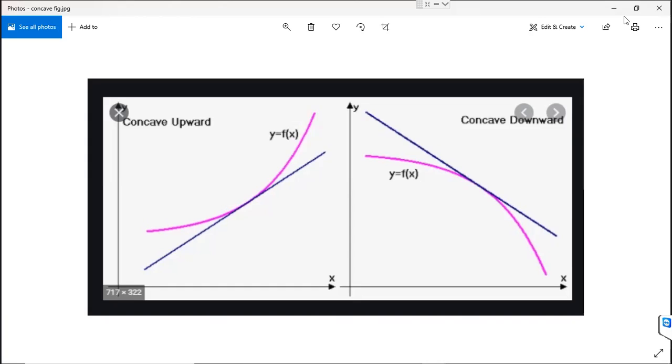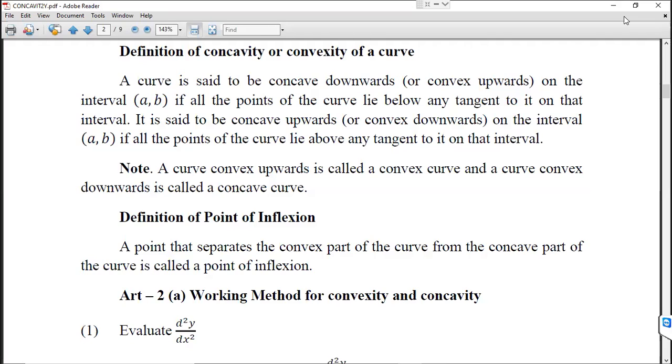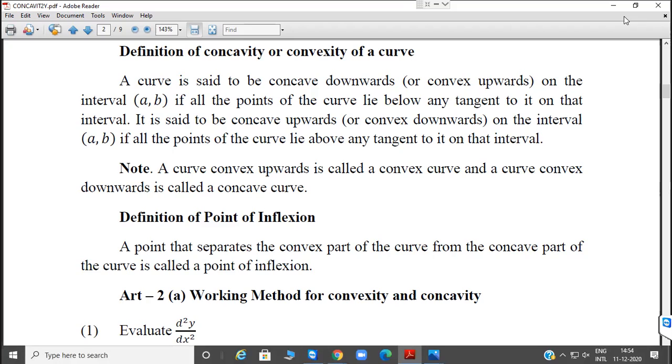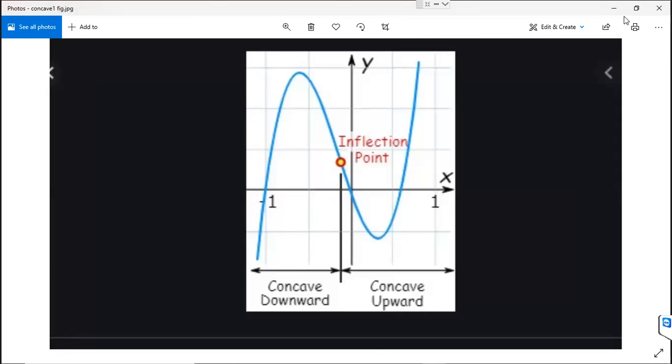Now, we will discuss the definition of point of inflection. A point that separates the convex part of the curve from the concave part of the curve is called the point of inflection. You can check the point of inflection on your screen. There you will find the red dot. This red dot is called the point of inflection because that point separates the concave part of the curve from the convex part of the curve.